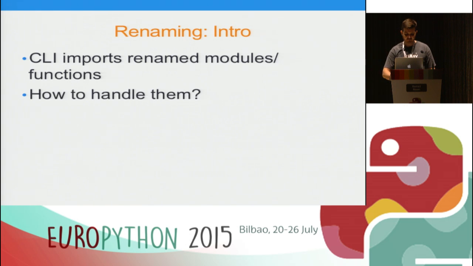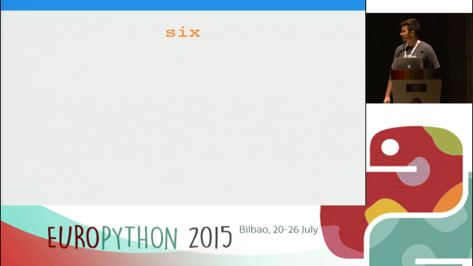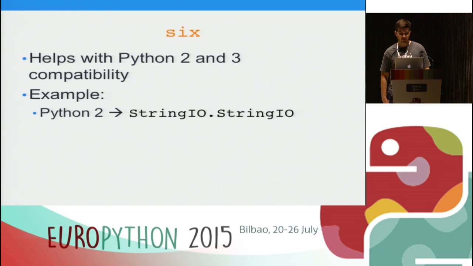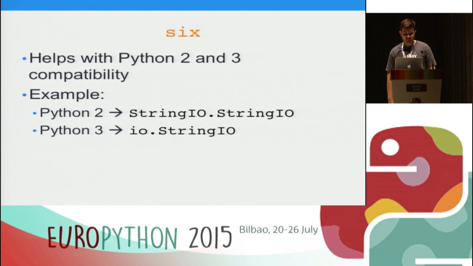And the question you may be asking, how do you handle that renaming? The most general solution is to use Six. Six is a compatibility library to help you write Python code that's compatible across Python 2 and Python 3. And it will handle a lot of these conversions for you. So here's an example. The class StringIO, which is a class that wraps data into a file-like object. In Python 2, you import it from the StringIO library. But in Python 3, you import it from the io library.